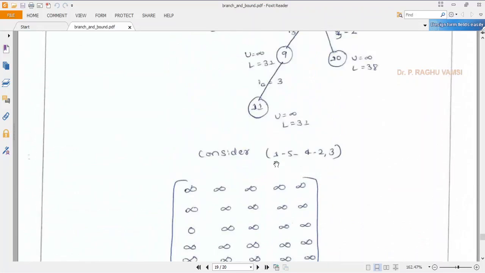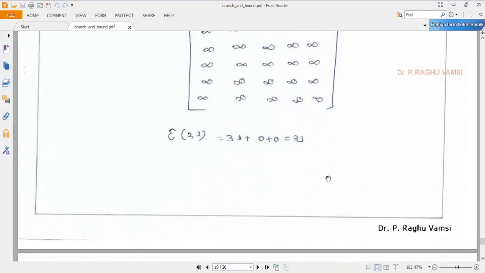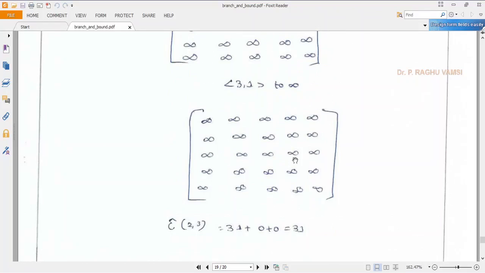The traversing path should be like this. The salesperson has to start from 1. He has to visit 5, then 4, then 2, then 3, then 1. So this is the round trip that will be done by the traveling salesperson with the cost as 31. So this is the way we solve this traveling salesperson problem using the branch and bound technique.